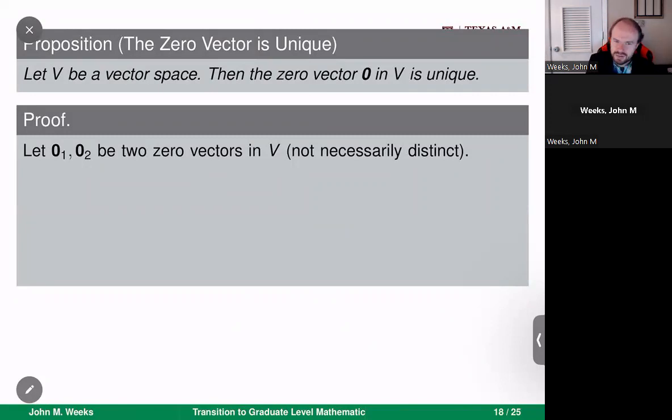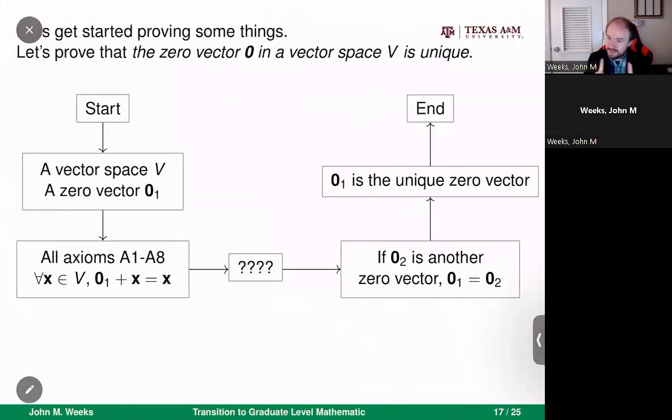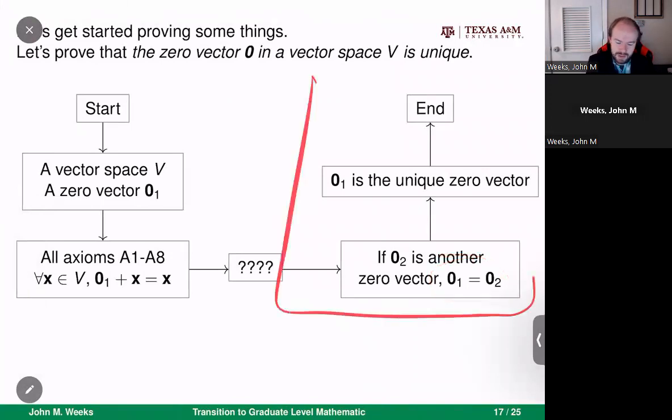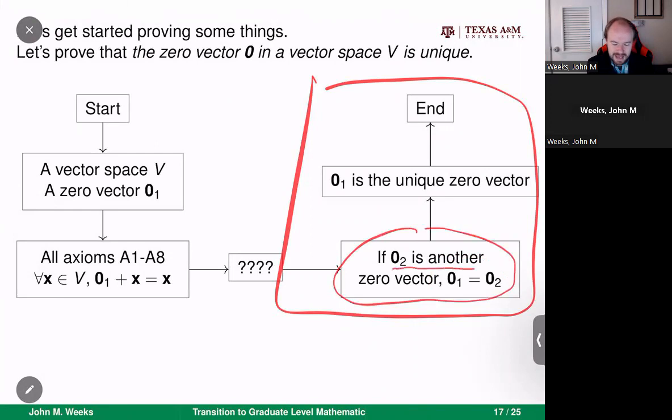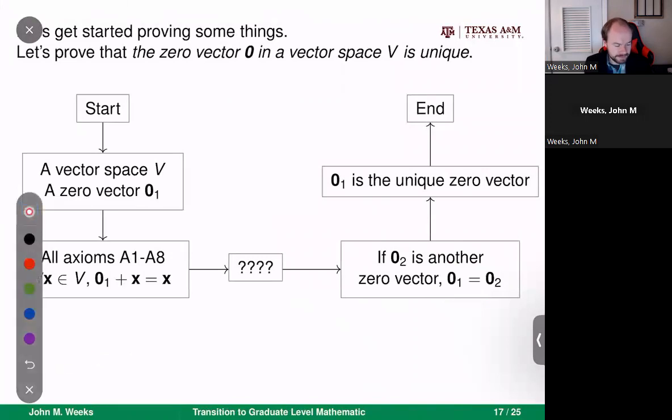Let's let 0₁ and 0₂ be two zero vectors in V. Again, our goal here is to say that we want to end up with those two vectors being equal, but I'm not writing that in my proof yet. My proof doesn't yet say that these two zero vectors are equal because I don't have that yet. That's on this side of the equation. But I do get to start trying to at least formulate this sentence. So I can start by saying if 0₂ is another zero vector, I just can't conclude that statement yet. So let's see how that works.